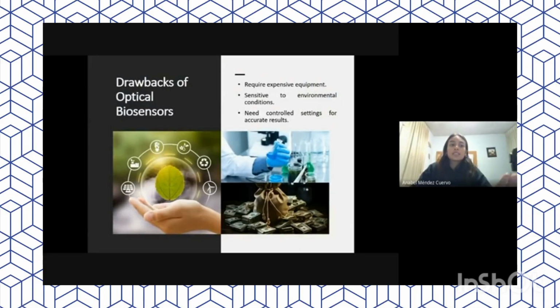Now we analyze the drawbacks of optical biosensors. Their main disadvantages include the need for expensive equipment and high sensitivity to environmental conditions. They also require controlled settings to ensure accurate measurements.